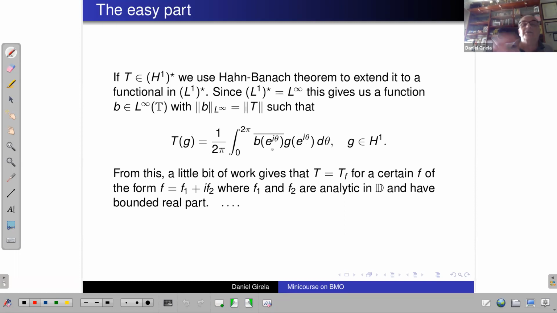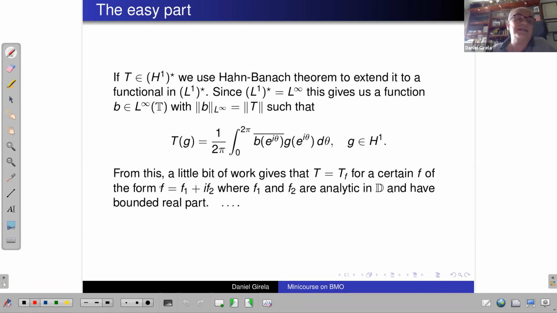Once we have this, one has to do a little bit of work, and then we can prove, it's not very difficult, more or less standard, that T is going to be T_f for a certain function f of the form f1 plus i f2, where f1 and f2 are analytic in D and have bounded real parts. Since they have bounded real parts, this function is in BMO. So this is the easy part. I will not get into details. But maybe the more difficult part is the other implication.